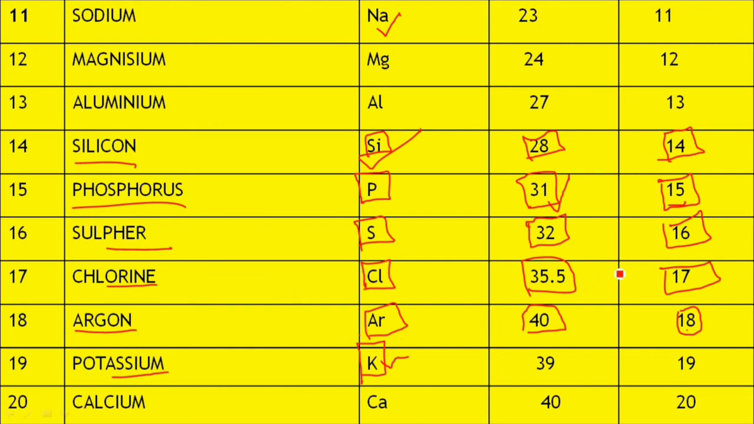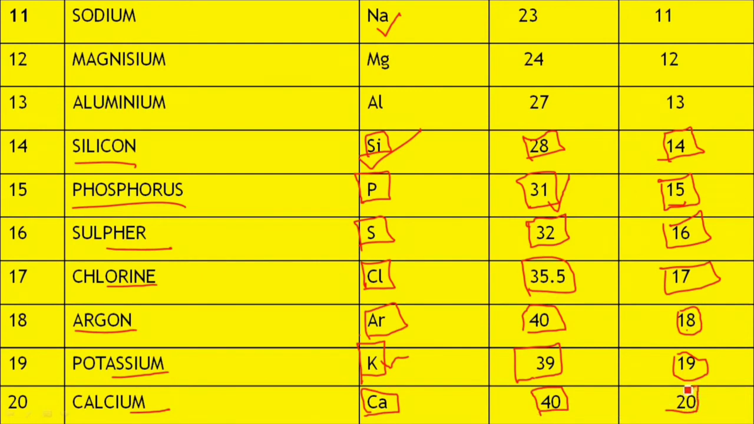Okay. Next, its atomic mass is 39 and atomic number is 19. And the 20th element is calcium. Its symbol is Ca. Ca is calcium. And next, its atomic weight is 40. Its atomic number is 20.